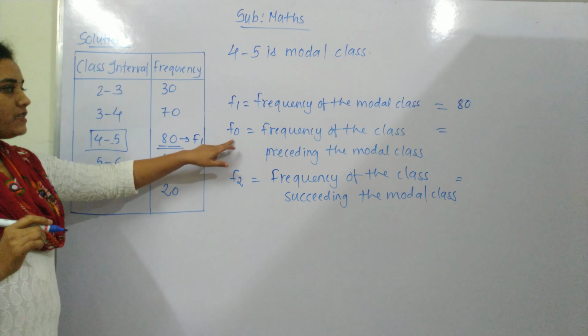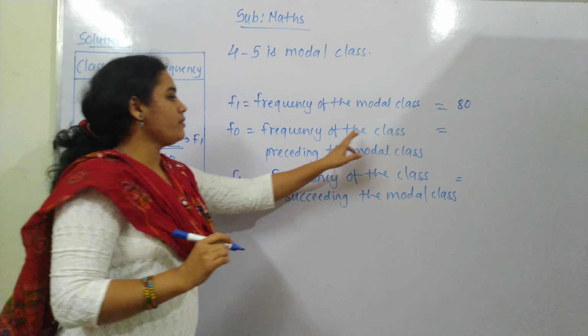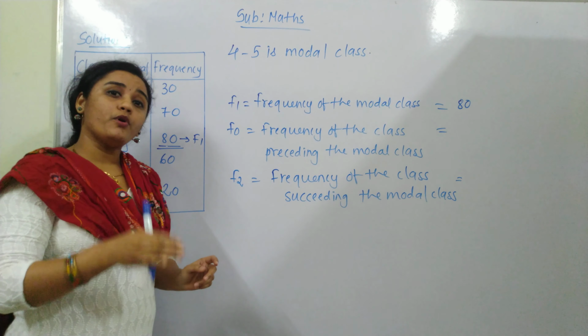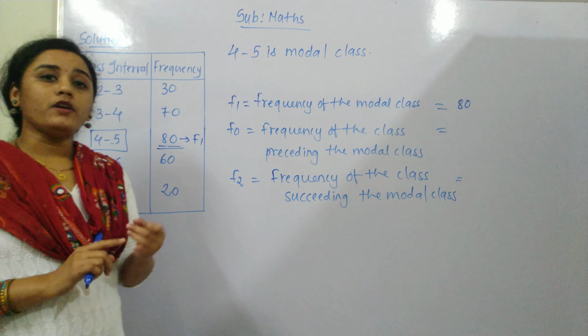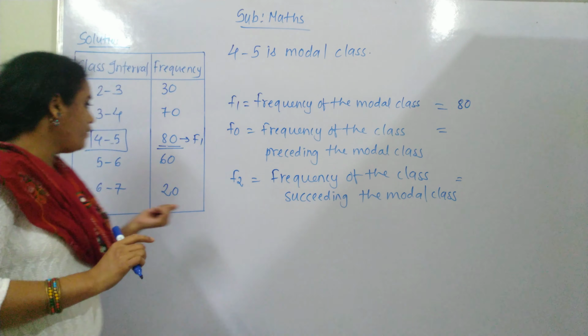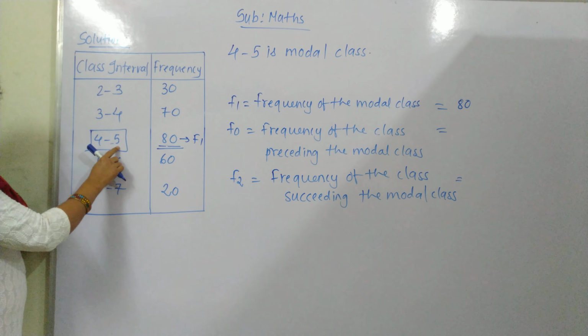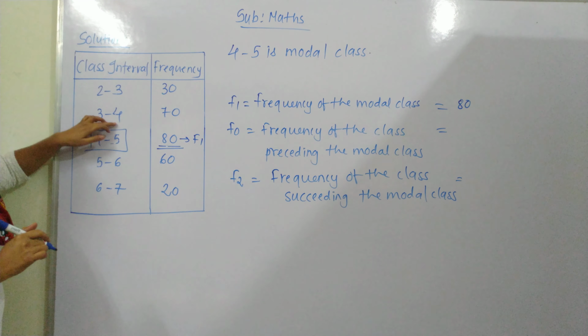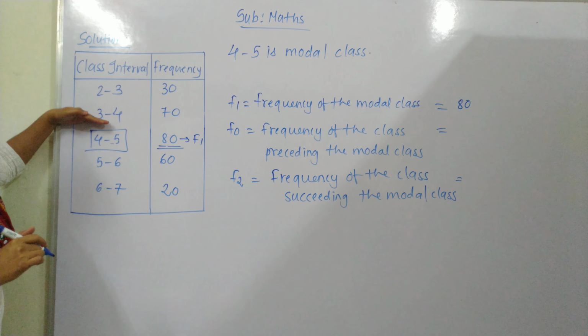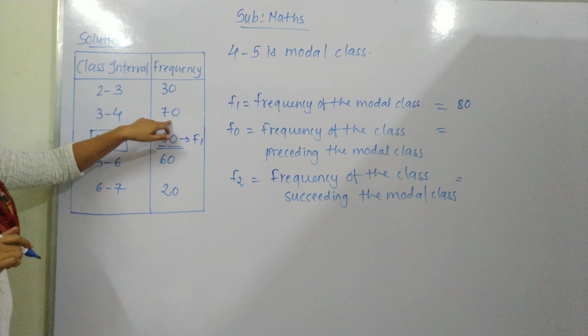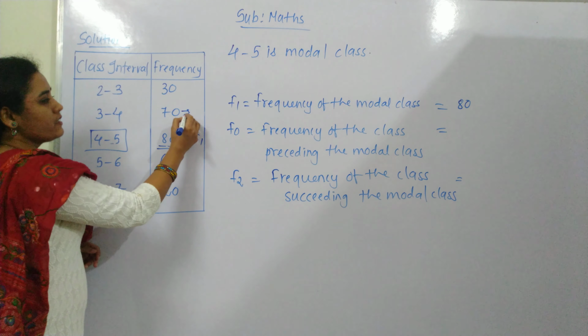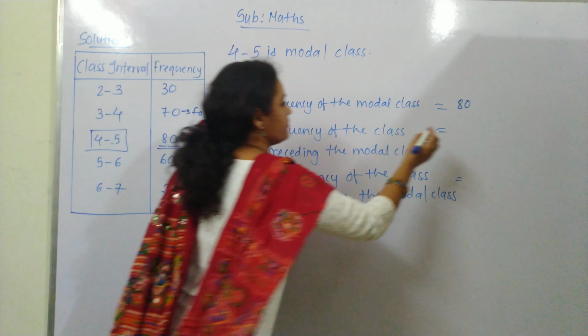Next, F0 is equal to the frequency of the class preceding the modal class. Now preceding means what? Which comes before the modal class. For example, now 4 to 5 is the modal class. Now the class 3 to 4 comes before the modal class, and its frequency is 70. Therefore, F0 is equal to 70.